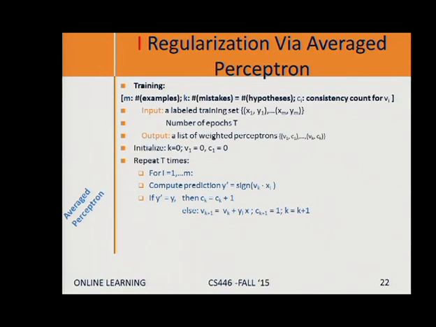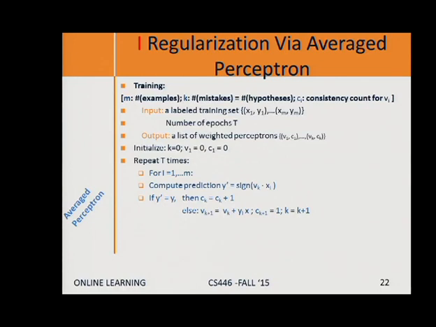So this is a little bit more formally. We're going to train in the following way. Again, the notation is m is going to be the index of the examples. k is going to be the number of mistakes I'm making, which is the same as the number of hypotheses, right? Every mistake, I have a new hypothesis. And the consistency count is going to be c_i for hypothesis v_i, which is going to count the number of times I lived with this hypothesis without changing it.